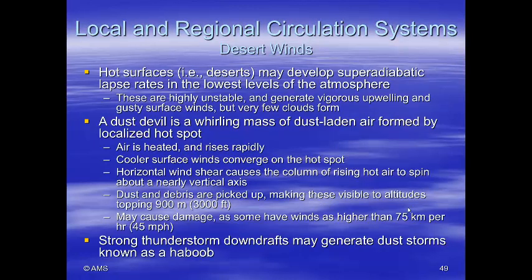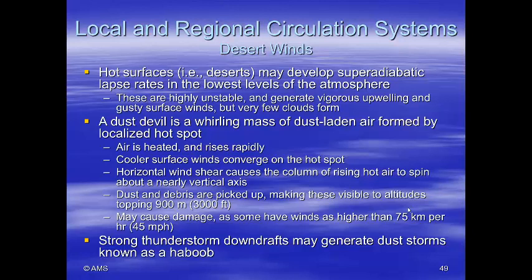We can also see desert winds form. So as you can imagine, we have hot surfaces, and they may develop superadiabatic lapse rates in the lowest level of the atmosphere. So if you remember, if we had adiabatic lapse rates, we were talking about a drop of 9.8 degrees C per kilometer. And these are highly unstable and generate vigorous upwelling and gusty surface winds, but not much in the way of clouds.